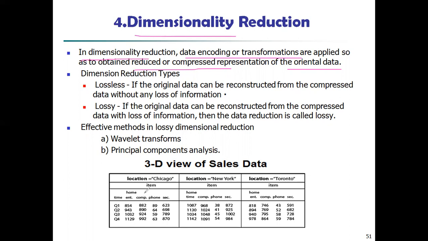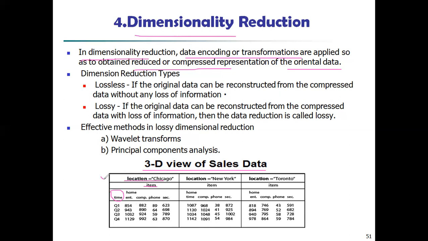If you observe this table, here we have three dimensions. The first dimension is location, the second dimension is item type, and the third dimension is time. By using these three dimensions only, we are representing this data. This is a three-dimensional view of sales data. Location is one dimension, item is another dimension, time is the third dimension, isn't it?